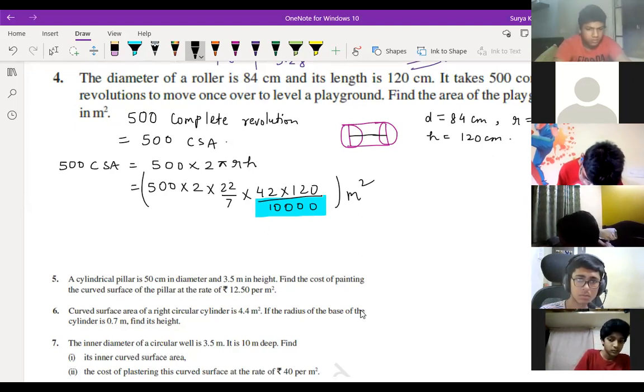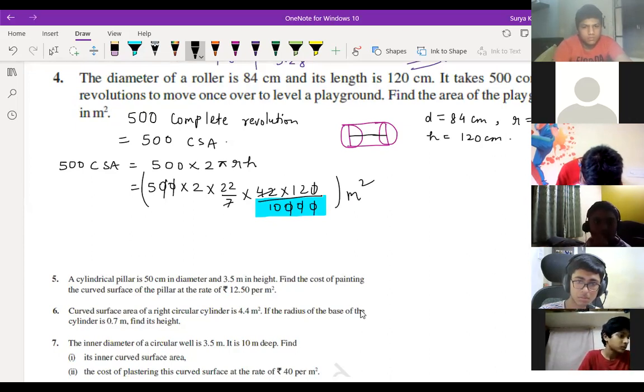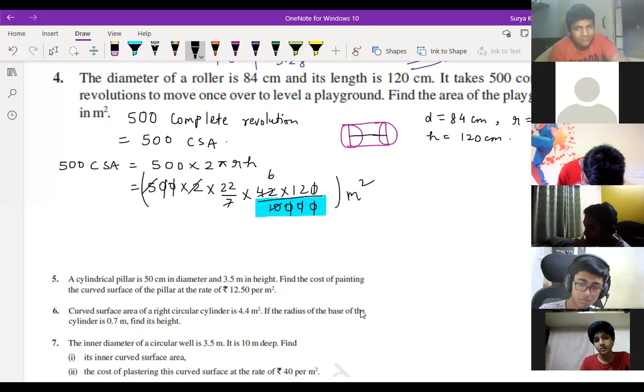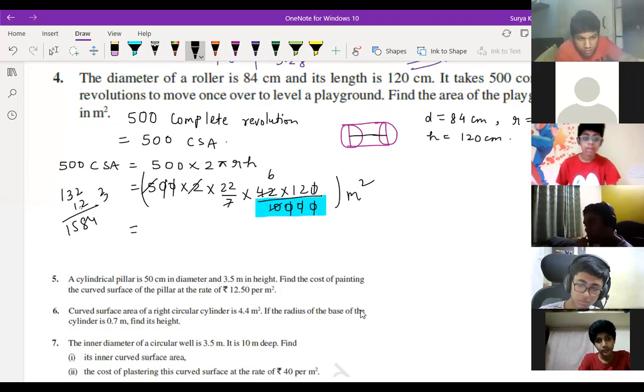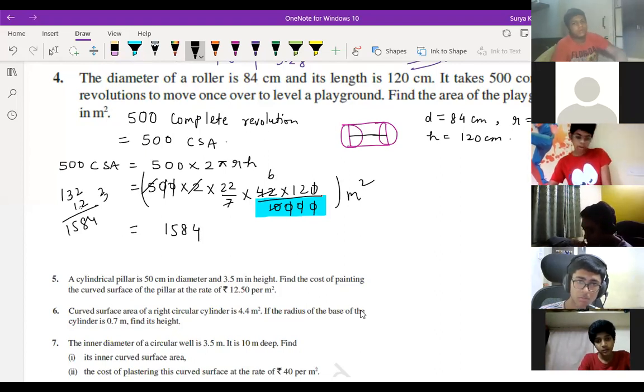Now we try to solve this. Now the zeros get cancelled. So 1, 2, 3. Again 7 sixes are 42. Again 5 twos are 10, and 10 will get cancelled. Is it clear to everyone? So 22 into 6 is 132, and 132 into 12: 12 twos are 24, carry 2, 36 and 2, 38, 12 and 3, 15. 1584 coming. 1584 meter square is the answer for this.